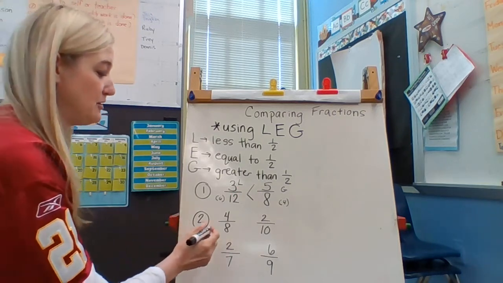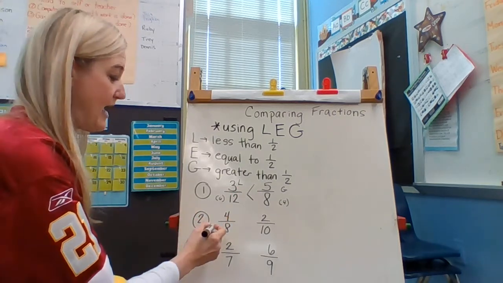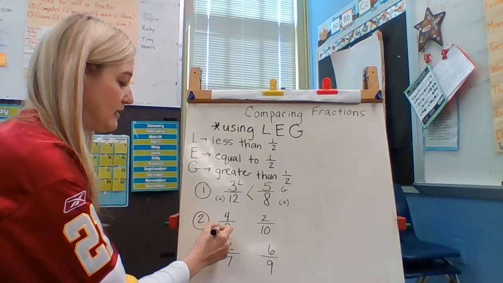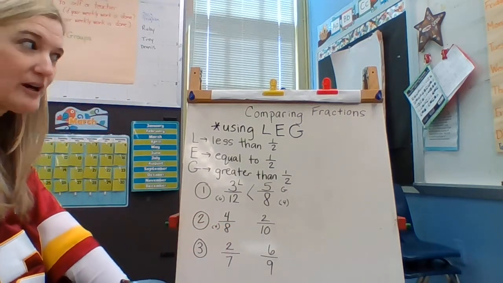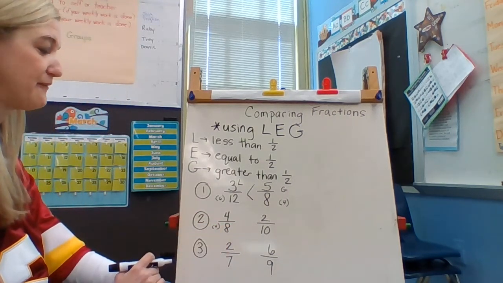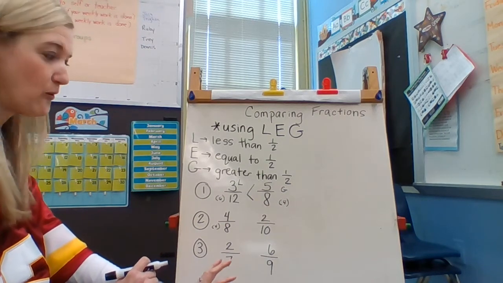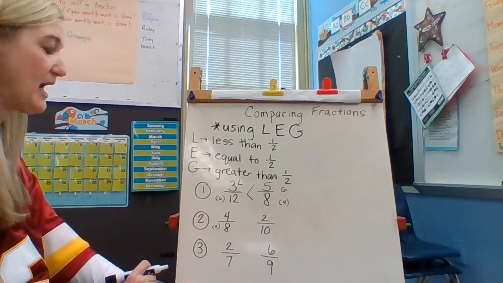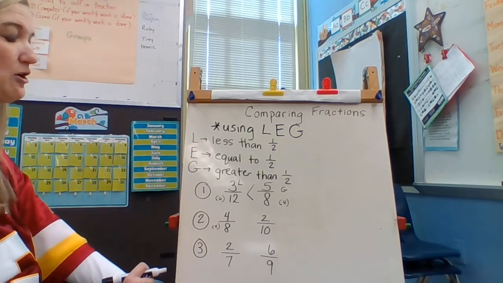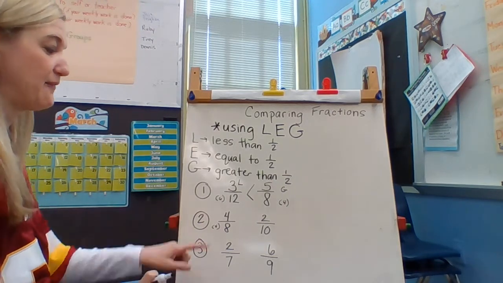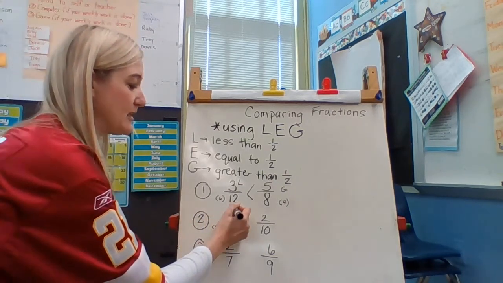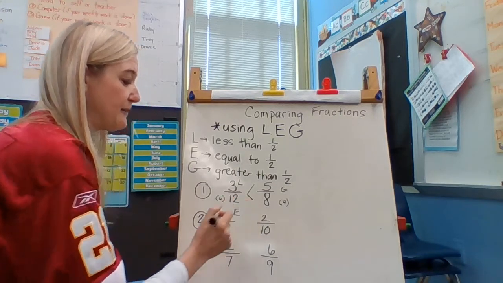All right, let's go to number 2. 4/8. Half of 8 is 4. If my numerator is 4, I know that it is equal to 1/2. If my numerator was less than 4, I know it would be less than 1/2. If my numerator was greater than 4, I know that my fraction would be greater than 1/2. Well, my numerator is 4, so this is actually equal to 1/2.